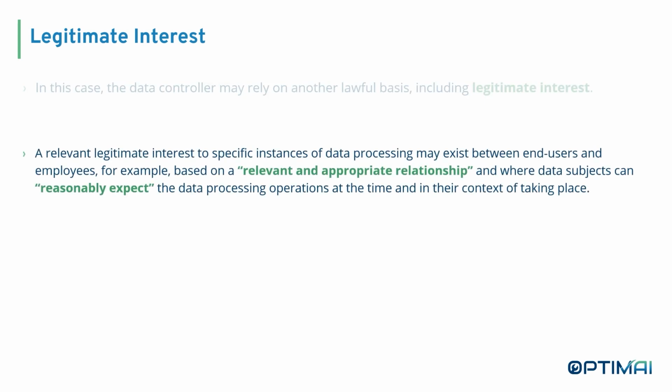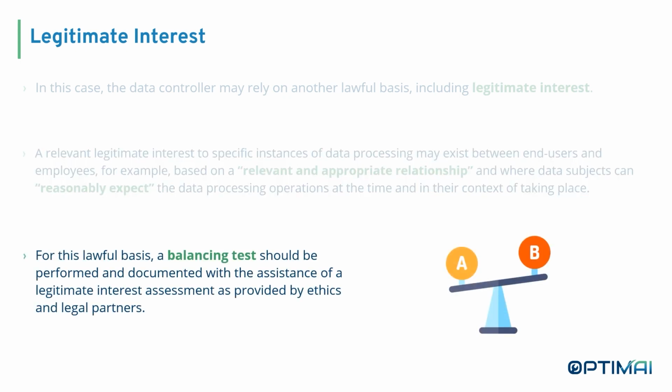A relevant legitimate interest to specific instances of data processing may exist between end users and employees, for example, based on a relevant and appropriate relationship and where data subjects can reasonably expect the data processing operations at the time and in the context of taking place. For this lawful basis, a balancing test should be performed and documented with the assistance of a legitimate interest assessment as provided by ethics and legal partners.